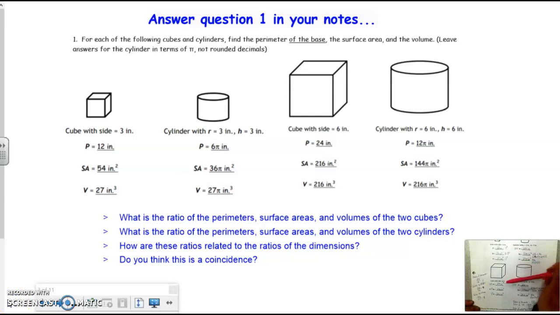Okay. We just doubled the side length. And so you'll notice that the ratio of the perimeters also doubled. But then the areas became 4 times bigger, and then the volume became 8 times bigger.